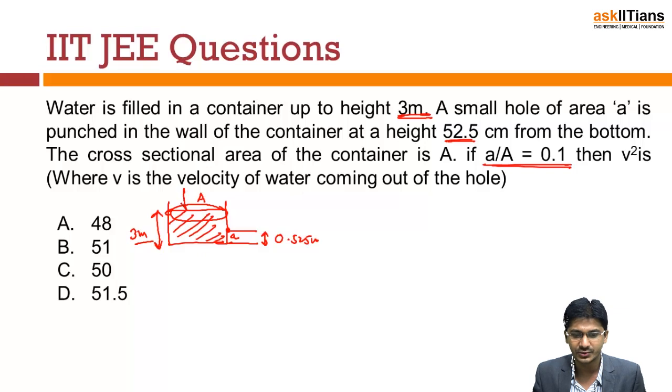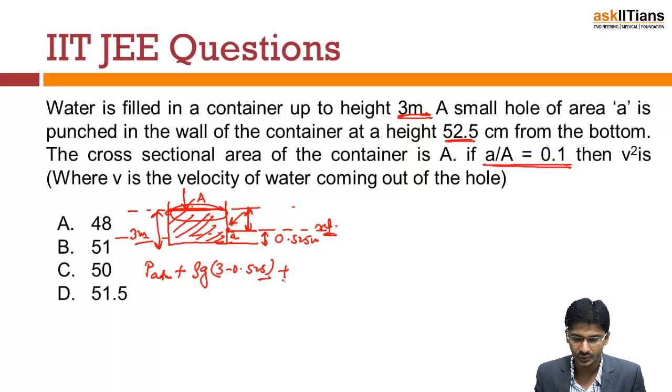Now if you apply Bernoulli's equation at this point and at this point, what will be the Bernoulli's equation for this? Here the pressure will be atmospheric pressure. What will be the potential energy term? If I take this level as my reference level, then this will be rho g into this height. This height will be 3 minus 0.525, plus half rho v square, whatever is the velocity at A square. This is the Bernoulli's equation term for this point.